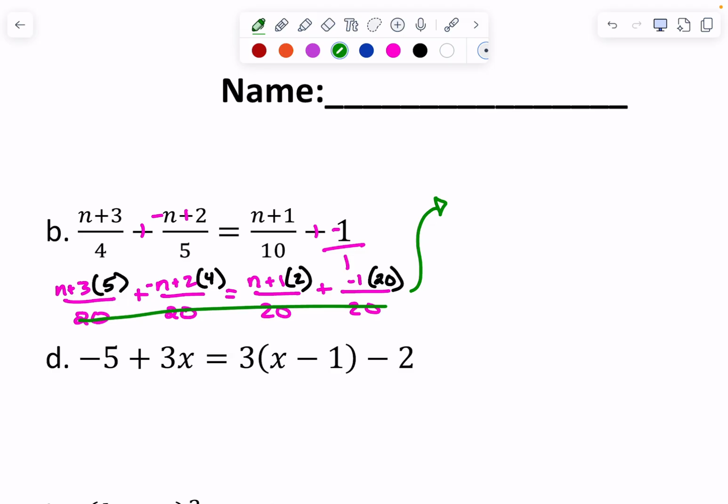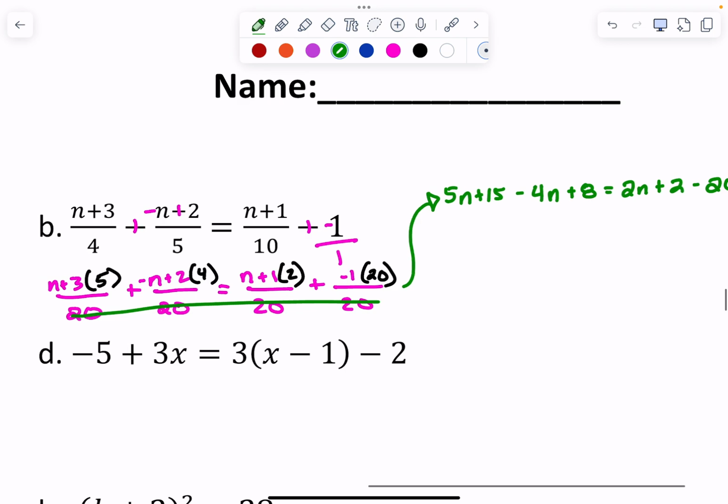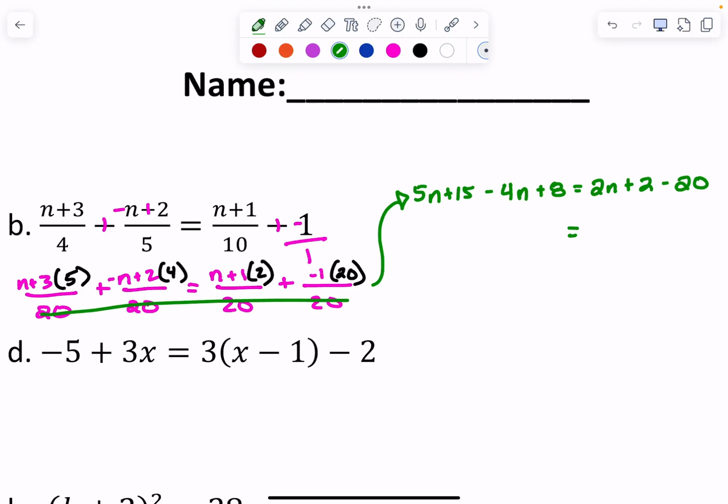Am I going too fast? No? Okay, distribute the 5 through. So 5n plus 15, minus 4n plus 8, equals 2n plus 2 minus 20. Okay, n plus 23 equals, I'm going to simplify all my stuff on this side. n plus 23 equals 2n minus 18.